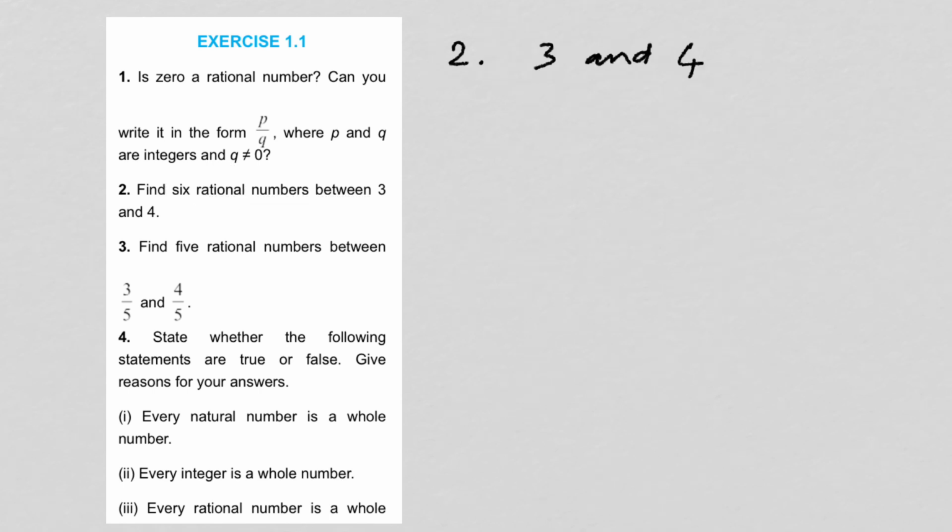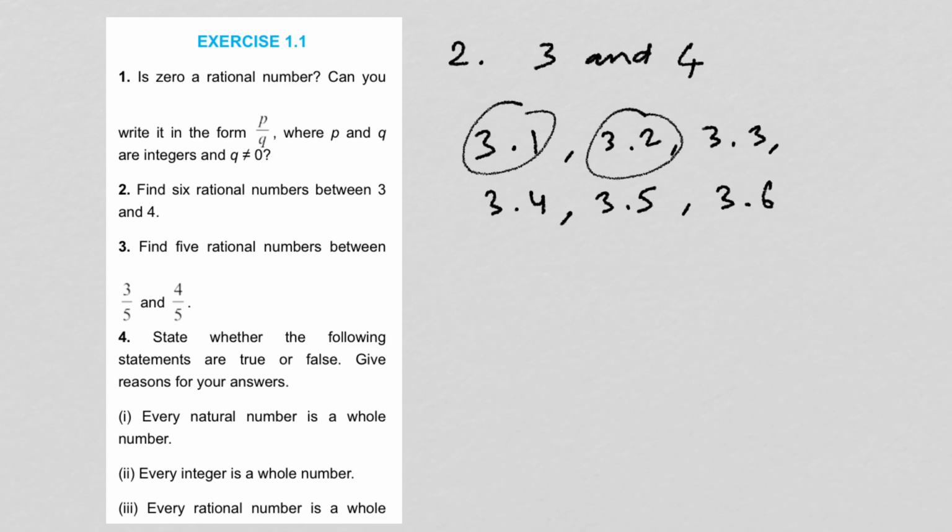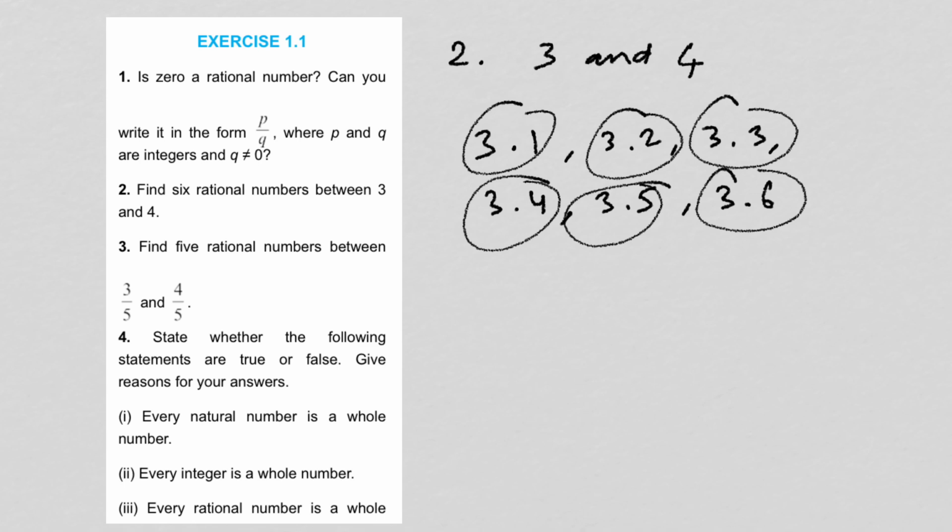In this method, we can simply write 3.1, 3.2, 3.3, 3.4, 3.5, 3.6. These are the numbers which come between 3 and 4. These are in decimal form. If you want to write them in the form of a fraction, we simply change the decimal into a fraction. So for 3.1, if we remove the decimal, we put 10 in the denominator. So 31 by 10.